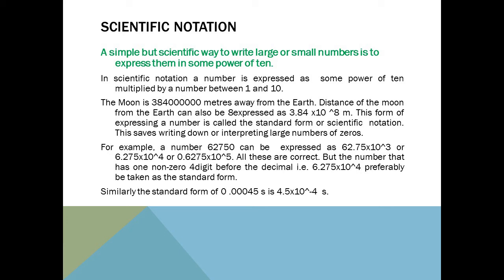Similarly, the standard form of 0.00045 is 4.5 into 10 raised to power minus 4. The standard form for a scientific notation is one digit before the point. It's called the standard form, or considered as the standard form.